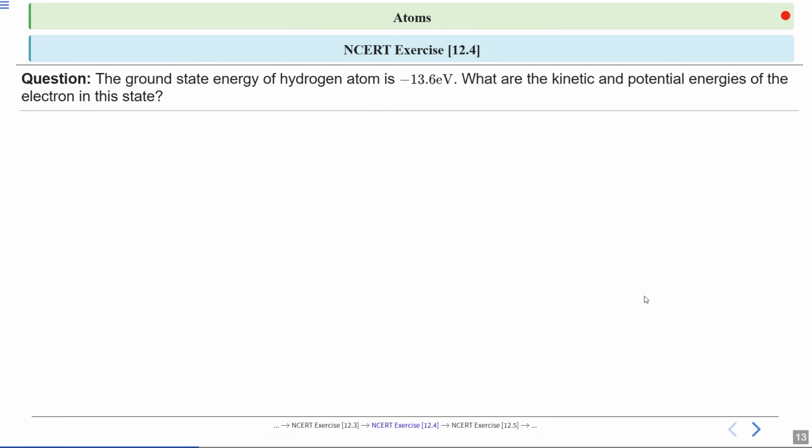Let's see the question about the hydrogen atom ground state energy. The slide tells us the ground state energy is minus 13.6 electron volts. This is the lowest possible energy the electron can have in a hydrogen atom. The question asks for both the kinetic energy and potential energy of the electron in this state. This problem tests your understanding of how total energy, kinetic energy and potential energy are related in atomic physics, especially for the hydrogen atom.